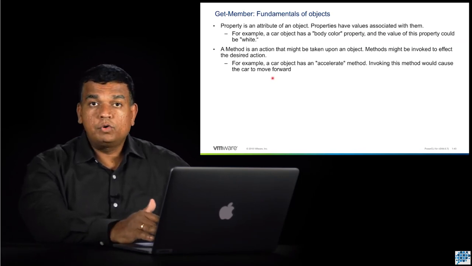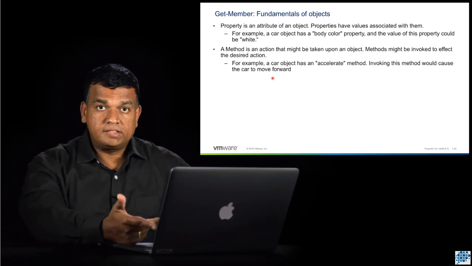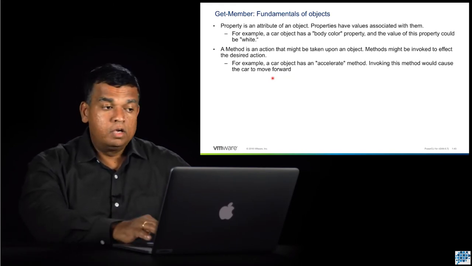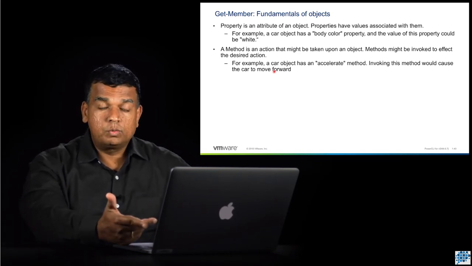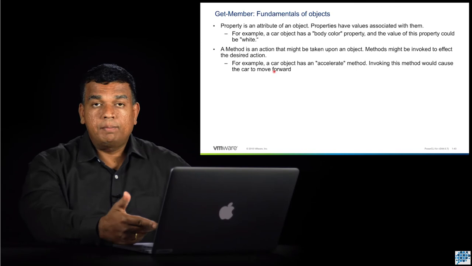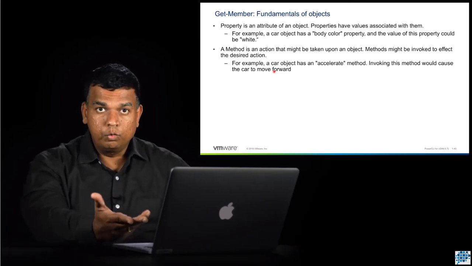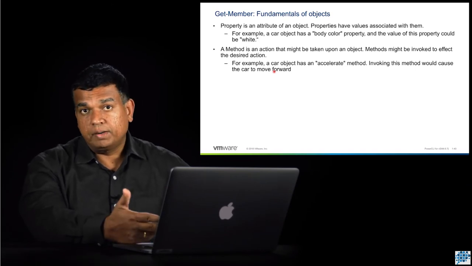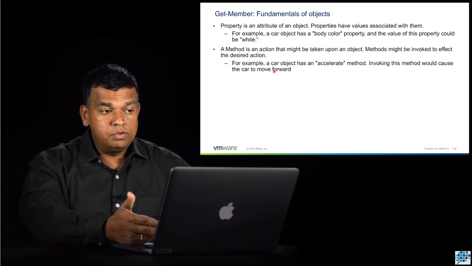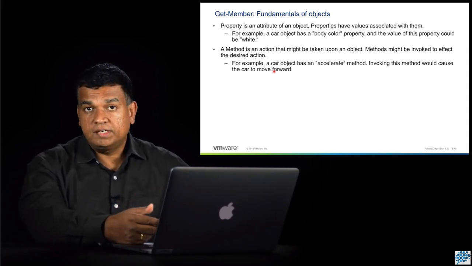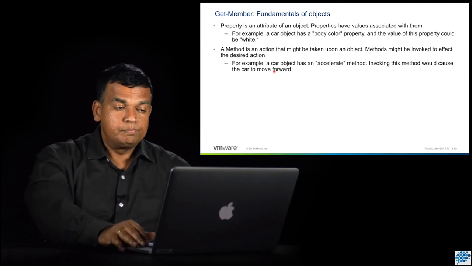On the other hand, if you talk about methods, a method always represents an action which is to be performed on an object. So in the case of a car object, accelerate will be a method. When you say I'm invoking accelerate, it means the car will go faster or move forward. So this is the fundamental difference between a property and a method. For our use in terms of PowerCLI, we are going to focus more on properties rather than on methods.